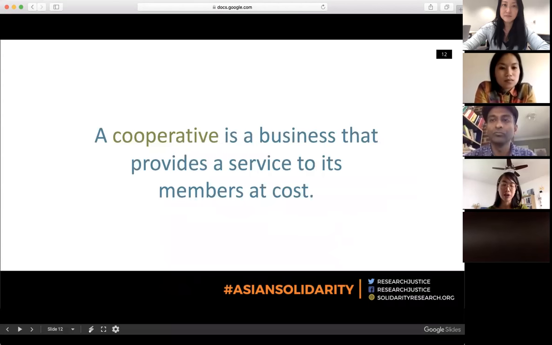Some states actually have cooperative statutes, and some don't. So depending on where you are, you would need to look into that. But in any case, you would form a business, and that business provides a service to its members. So just to break that down a little bit more, providing this service in, say, a consumer co-op, food co-ops or agricultural co-ops, there's a specific task that it's trying to fulfill.